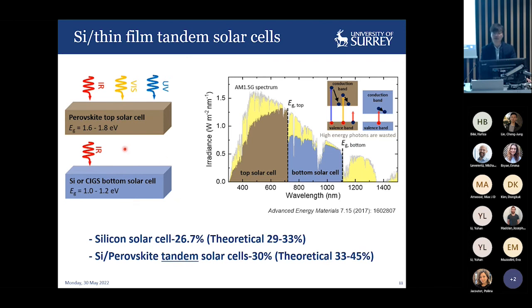Whereas if we have a top cell stacked on top, we can push that to more than 33%, and theoretically up to 45%. So the current record of the tandem cell is around 30%.